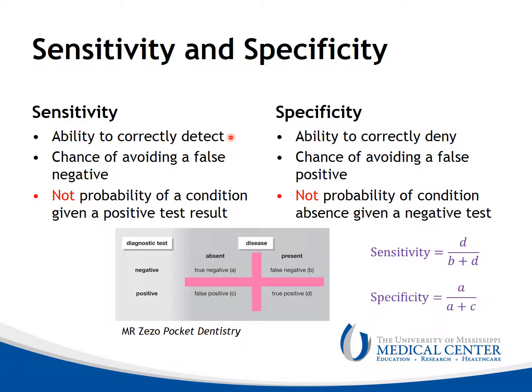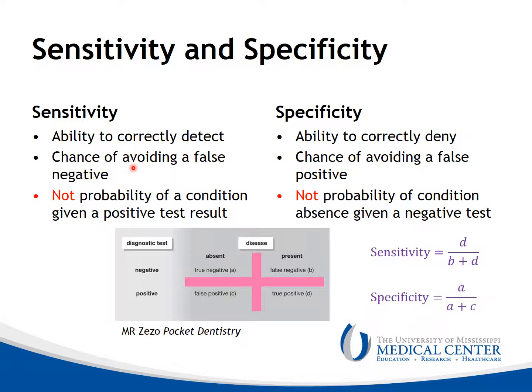And you can also think of it as the chance of avoiding a false negative. So it's the ability to correctly detect a condition, or the percent chance. It's expressed usually as a fraction or a percentage of 100%. And it's the percent chance of avoiding a false negative, of failing to say that the disease or condition is there when it's really there.